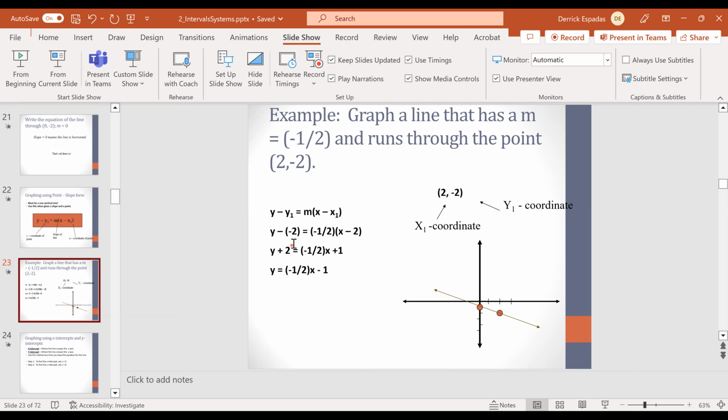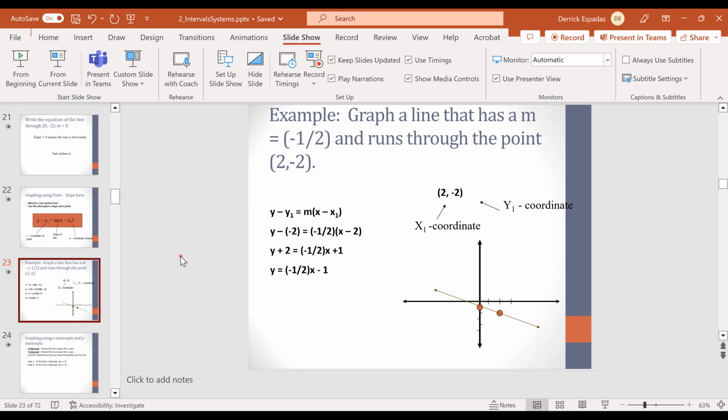having y minus -2 equals -1/2 times x minus 2. Now, if you're a little rusty on your distributive property, let me know, but also, do a simple YouTube search on how to work the distributive property. This is going to be something very important, especially with this point slope form that we're going to be using.